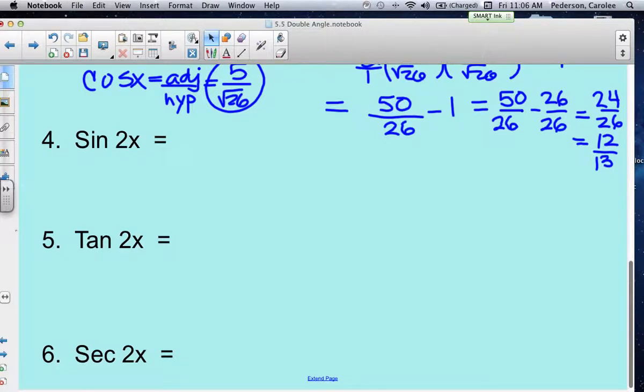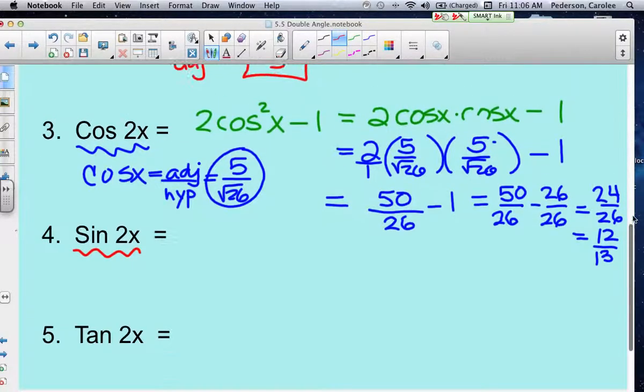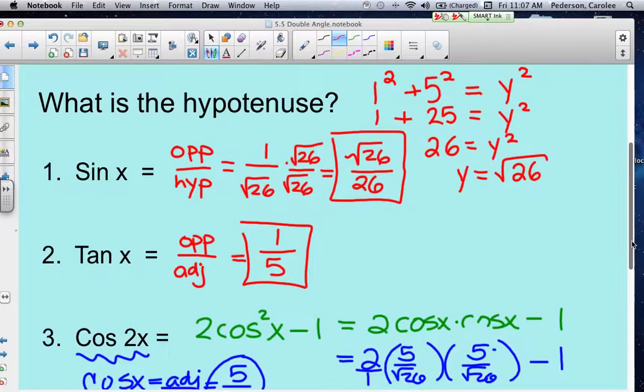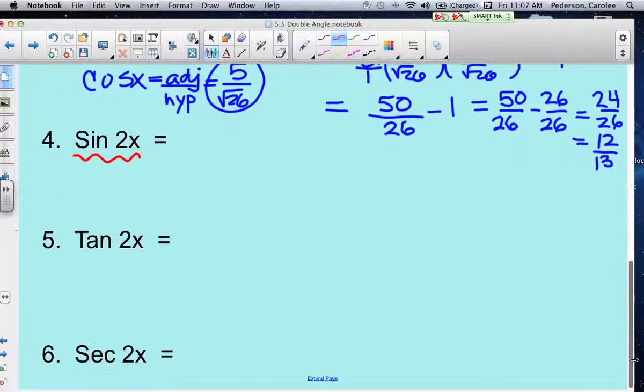The next question says, find the sine of 2x. So now we go to our formula sheet. We find the sine of the double angle. Well, that's right up here on the top. 2 sine of u, cosine of u. So we're going to replace that sine of 2x with 2 sine of x, cosine of x.